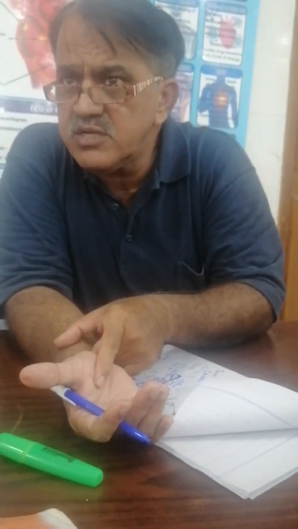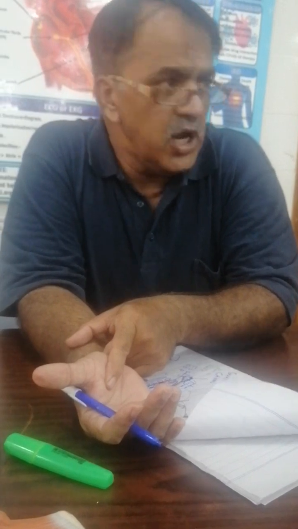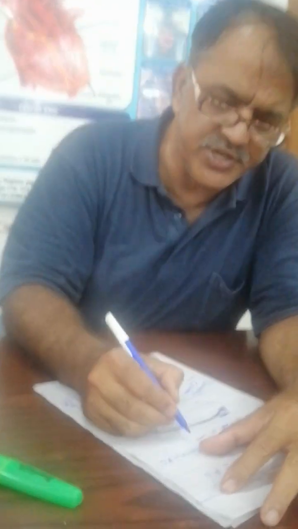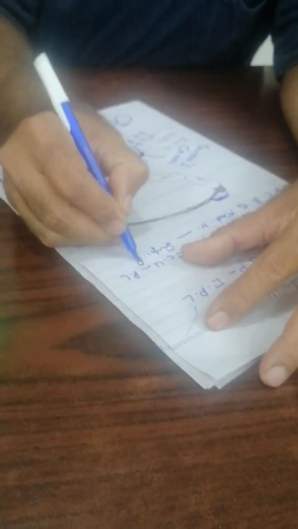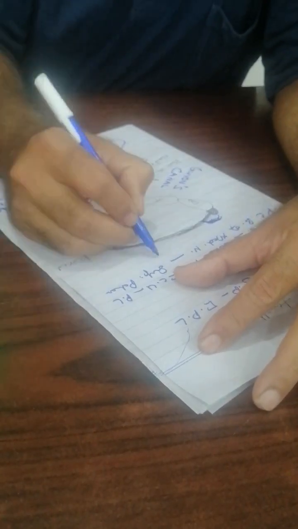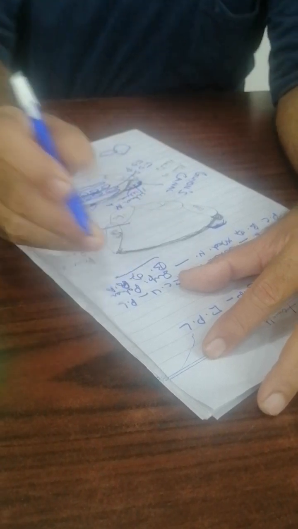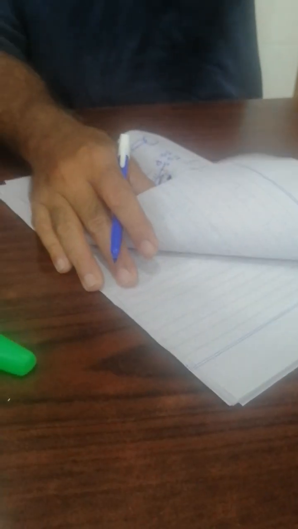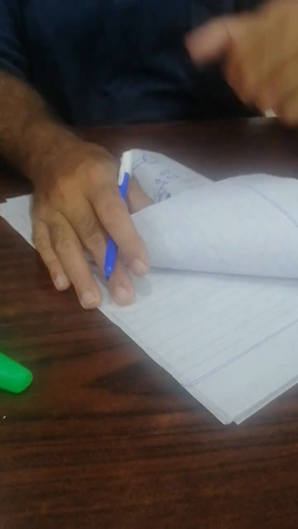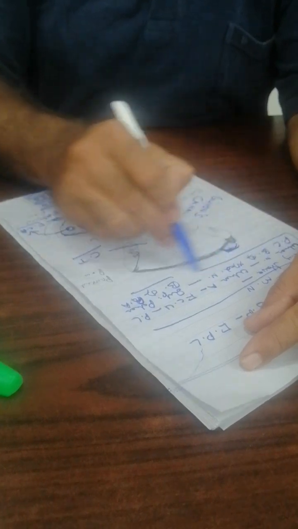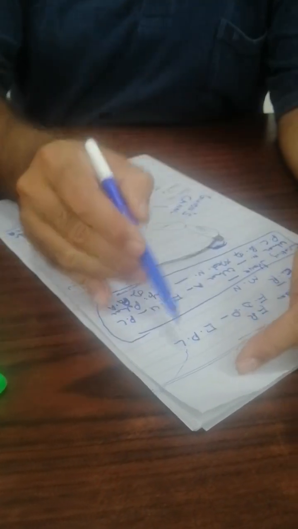Can we say it is a superficial palmar branch of the radial artery? It is running superficially in the palm, so it is the superficial palmar branch of the radial artery, which completes the superficial palmar arch. It completes the superficial palmar arch by joining the ulnar artery, the continuation of it. So these are the structures which are crossing over the flexor retinaculum.